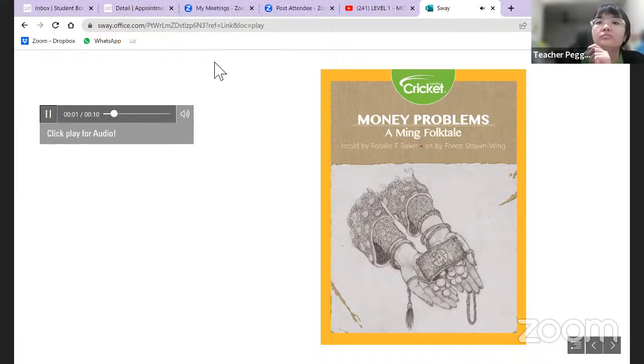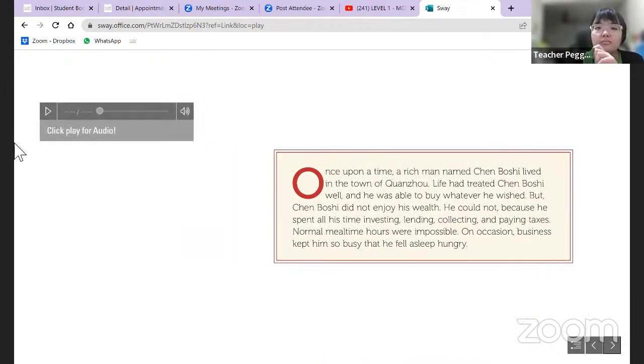Money Problems, a Ming Folktale, retold by Rosalie F. Baker, art by Forrest Strawn Wing. Art means there are some drawings in the book as well. Let's see what is happening in this story.